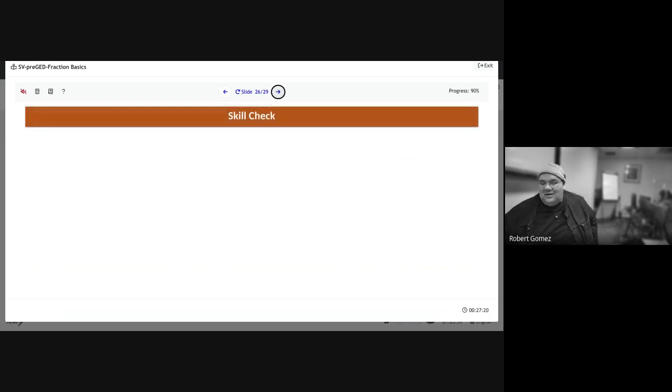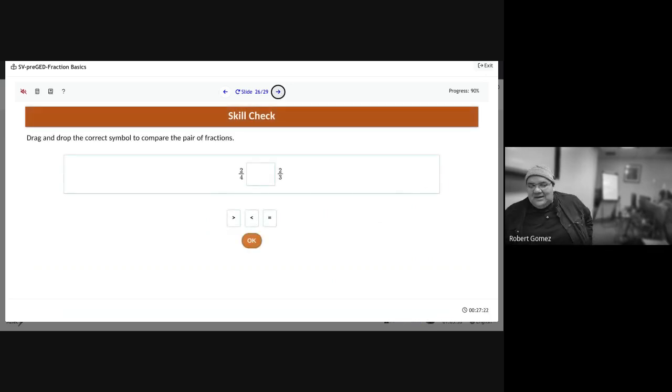Okay. Skill check, same thing. This one they're giving you different denominators, but once again, when you cross multiply, make sure that you assign the number to the correct fraction. Okay.